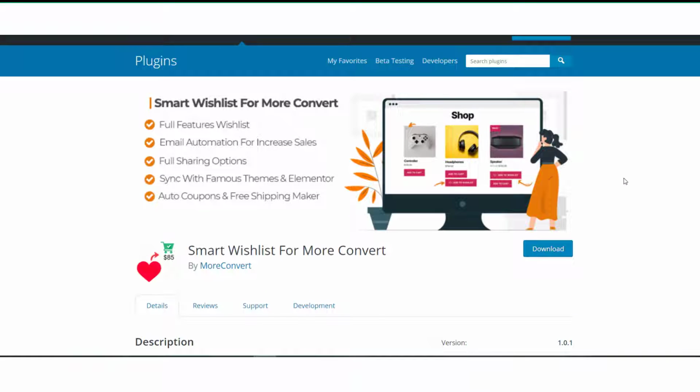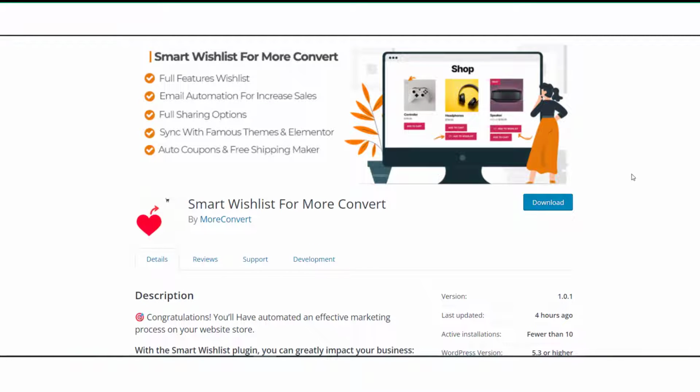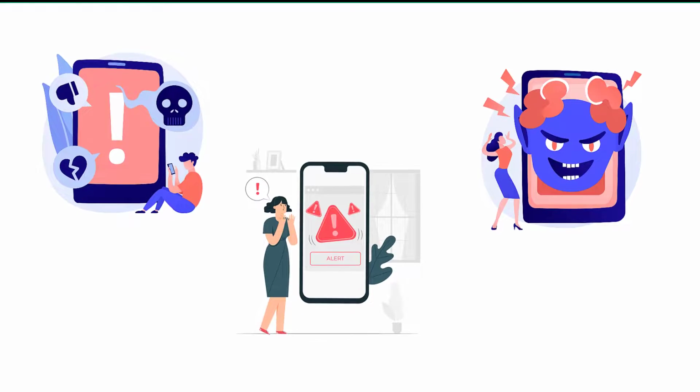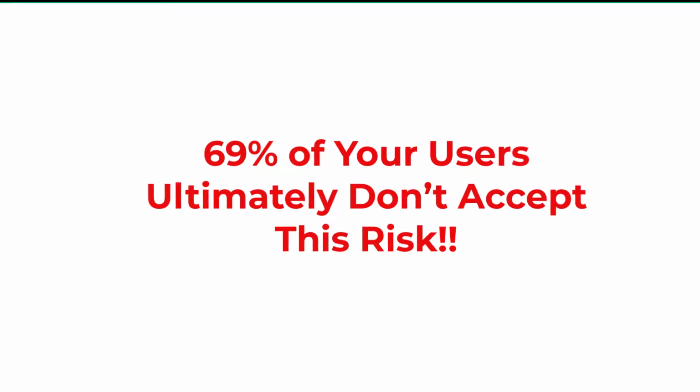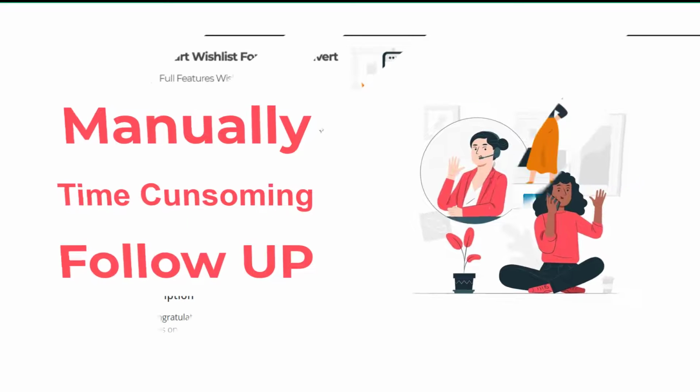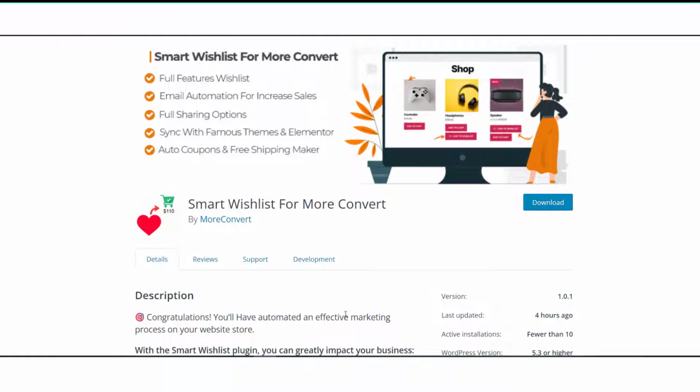A Smart Wishlist plugin for Moreconvert is the easiest way to reduce the purchase risk. Normally, purchasing is incredibly high risk. 69% of your users ultimately don't accept this risk. You have to manually find each cancelled purchase and call each person to encourage them. Smart Wishlist plugin automates all of it.